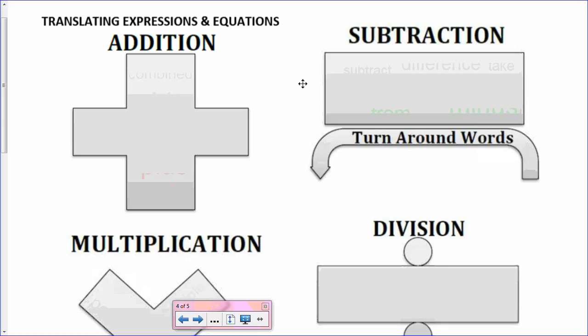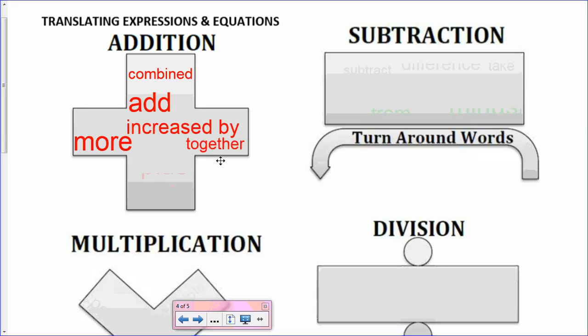Welcome back. Okay? So here I got addition. Let's go through these addition words. So we have combined means addition, add means addition, more, increase by, together, plus, like I told you, and all those words, whenever you hear them, they mean to add the things together, right?